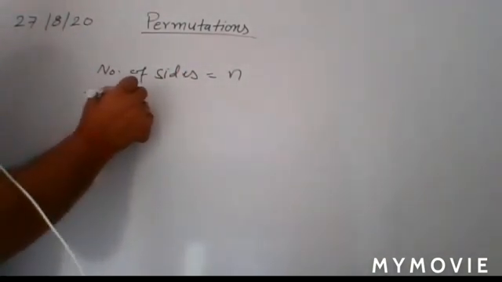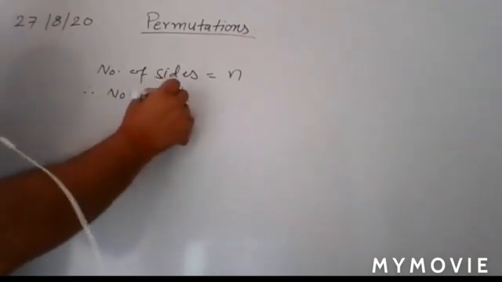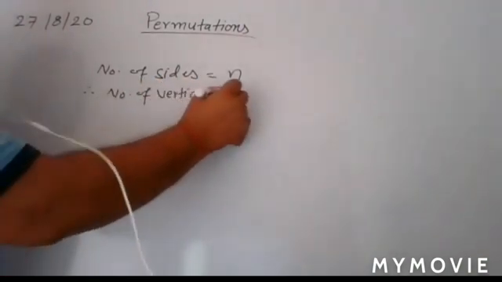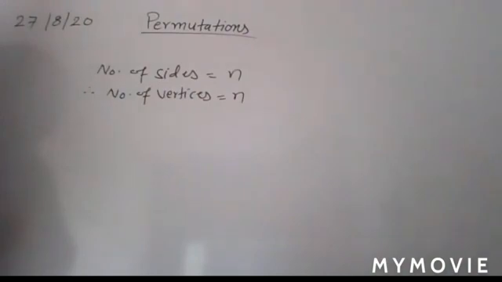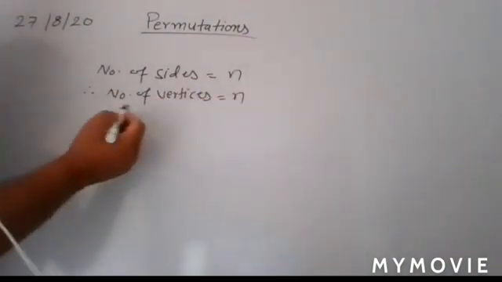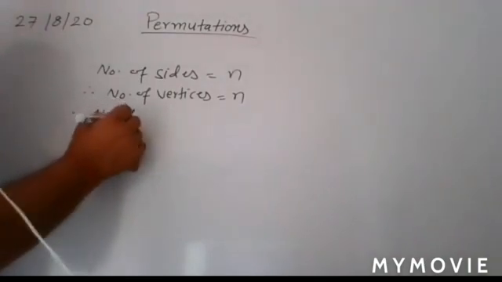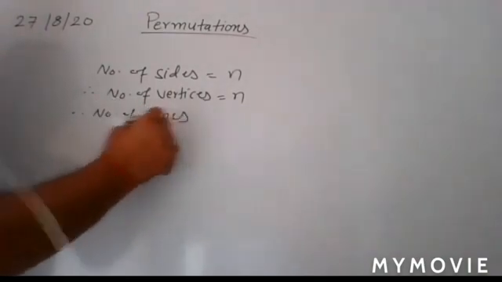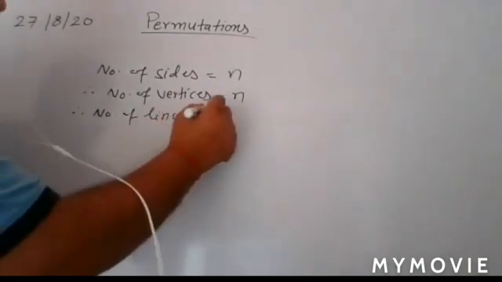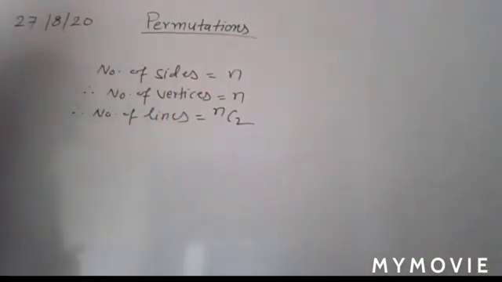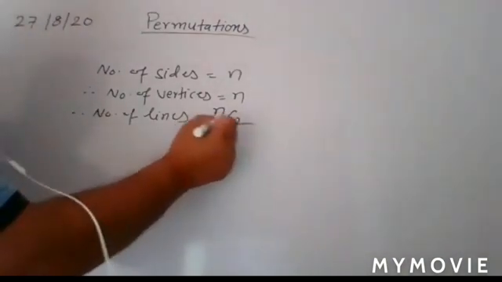So the number of vertices is also equal to n. है ना? तो n sides हो गए, n vertex हो गए. So you can write the number of lines. The number of lines is equal to nC2. It means you can join any two vertices to get a line. So, simplifying the value of nC2.